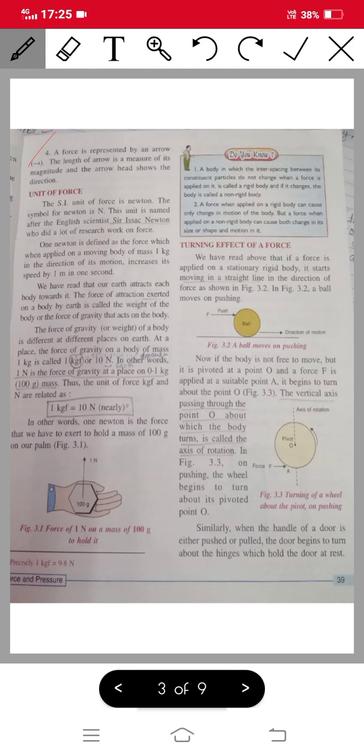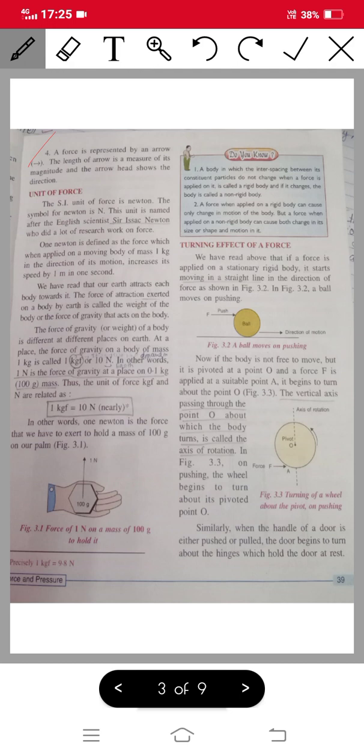That means the force which I have given is 1 Newton. We have read that our earth also exerts a certain amount of force which is equal to the weight of our body. So the force of gravity that acts on a body is also a kind of force. The SI unit of that force is also Newton.